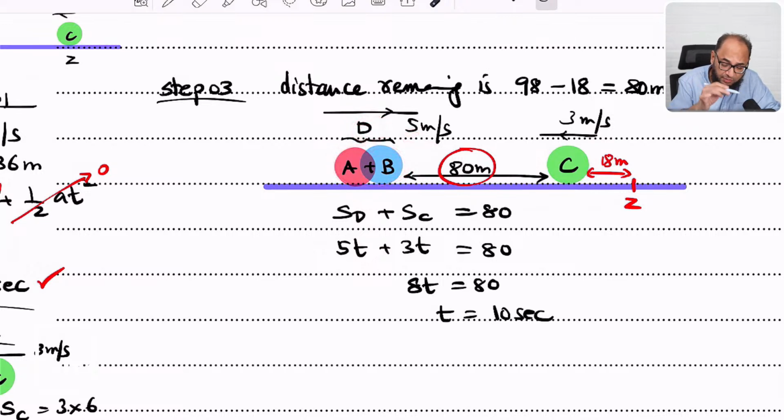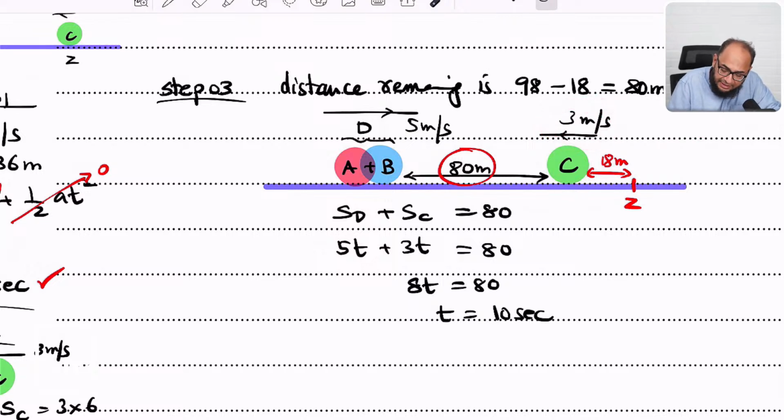Again, this value is from the first part. C is traveling at 3 meters per second. Over here, since we are not dealing with momentum, we don't take the negative sign of the value of V. We don't give it a negative notation, because we are not dealing with momentum.